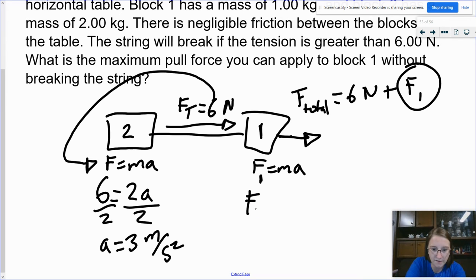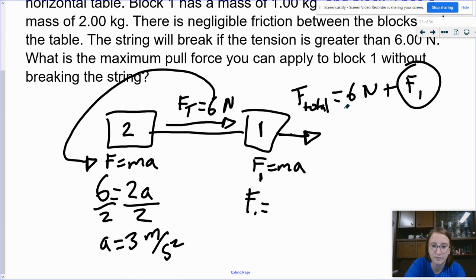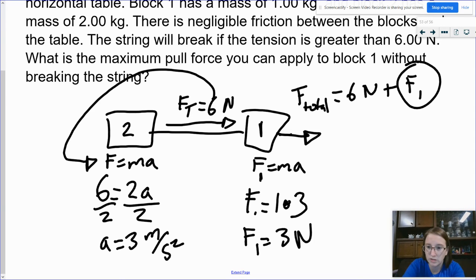So the force that I feel on block 1 is its mass, which is again 1 kilogram, times the acceleration of the system, which we just found to be 3. So the force that block 1 is going to feel is 3 newtons. Or at least what I need to pull it, I'll say that.